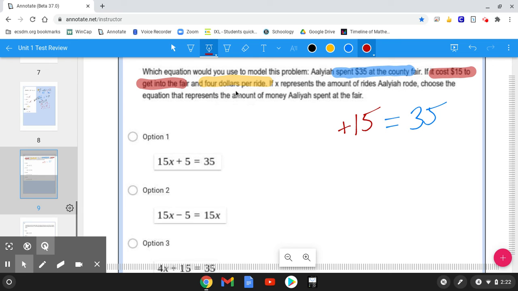And it costs $4 per ride. How does that show up in our equation? $4 per ride. This word per here tells us to multiply. And we know X represents the amount of rides she rides. So $4 per ride will multiply $4 times the number of times she rides a ride, which is X. We don't know it yet. So it looks like 4X. And there's our equation. 4X plus 15 equals 35.